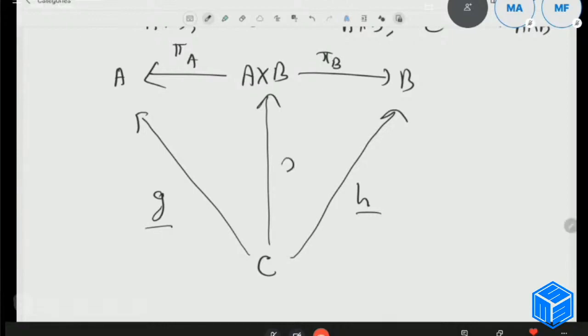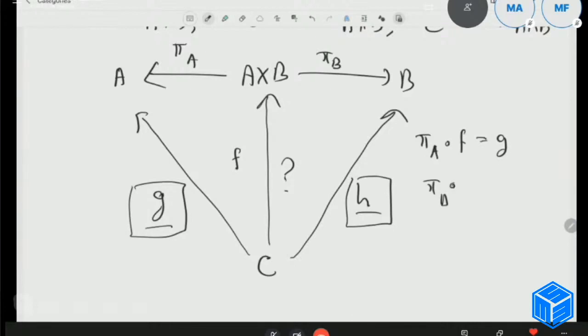We have two maps: a map G from C to A and a map H from C to B. The precise question is, do we have any map F that satisfies that pi of A composed with F equals G and pi of B composed with F equals H? Can we come up with a map like this?